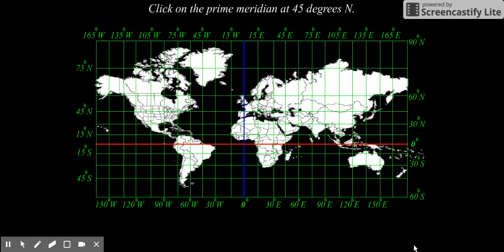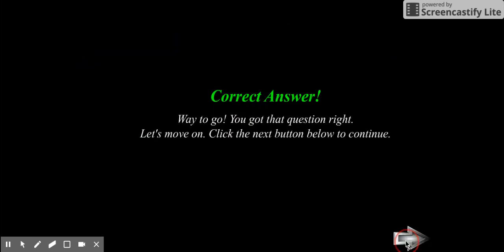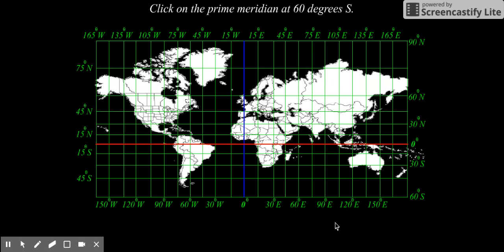Click on the prime meridian at 45 degrees north. The prime meridian, remember, is 0 degrees longitude. So on the prime meridian, 45 degrees north. North is above the equator. And we can see the number 45 on the side of the map on the prime meridian. Click on the prime meridian at 60 degrees south. So that's going to be in the bottom part of the map, southern hemisphere, 60 degrees south.